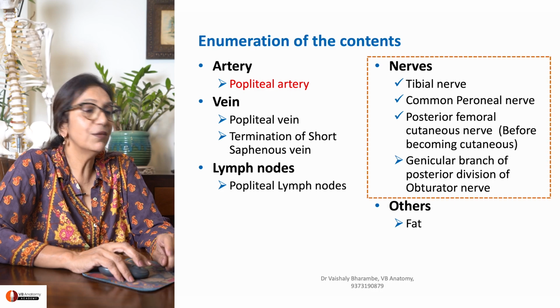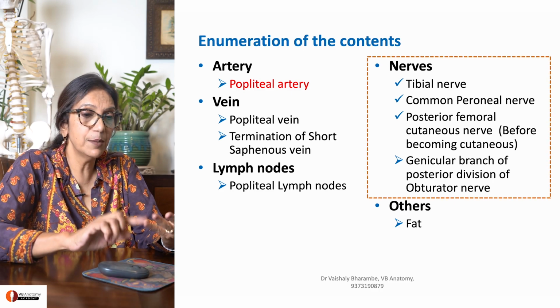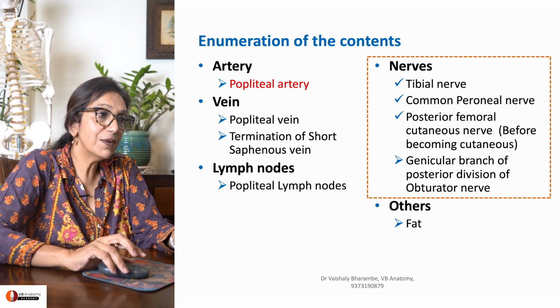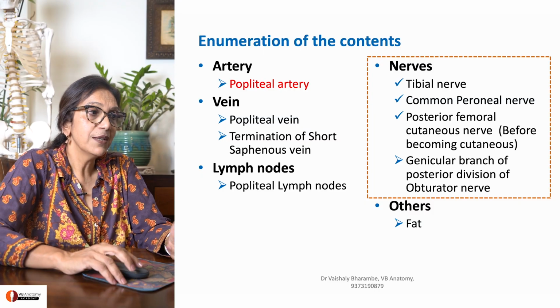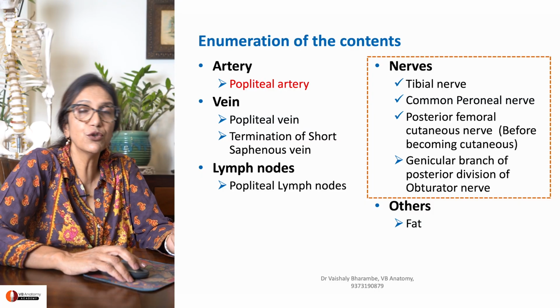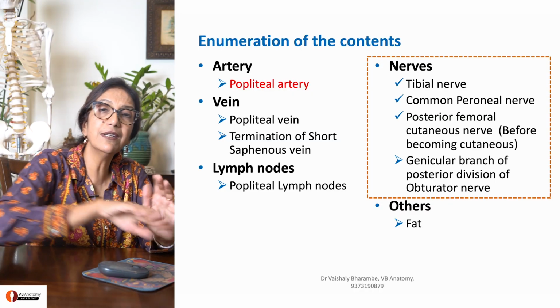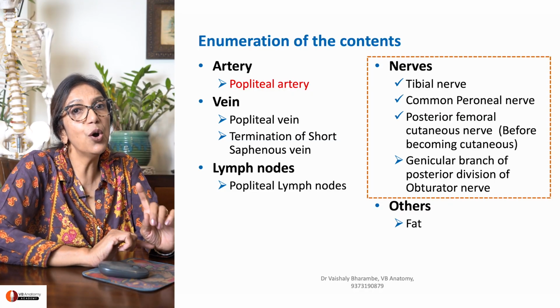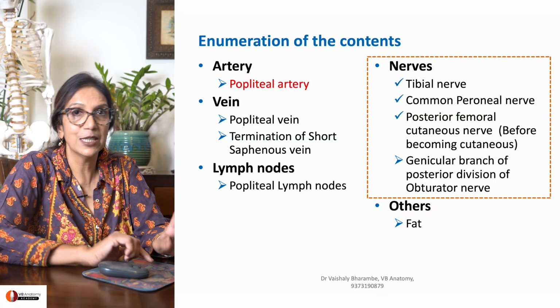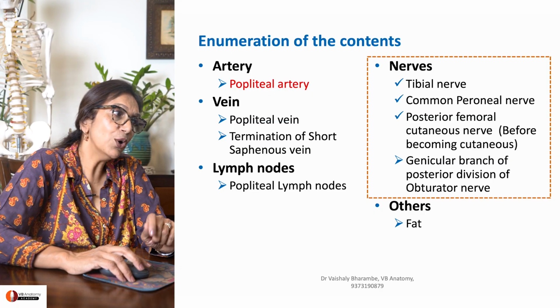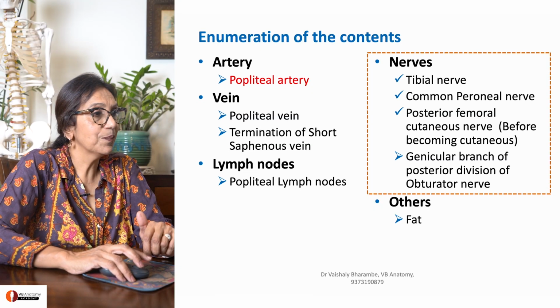So now we are done with the nerves. Which two nerves? Tibial, common peroneal. Posterior femoral cutaneous, we've already done. Genicular branch of posterior division of obturator nerve is a branch of obturator nerve which enters into the knee joint, piercing the oblique popliteal ligament. Okay, right. So let's now talk about the popliteal artery.